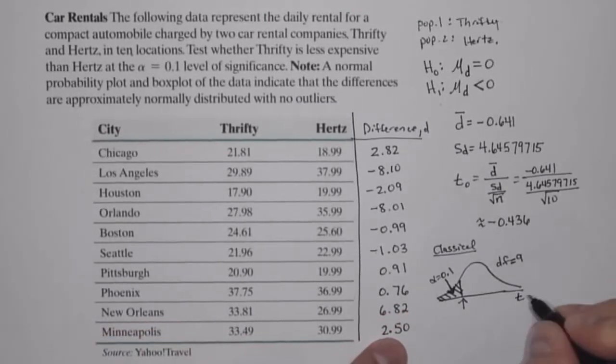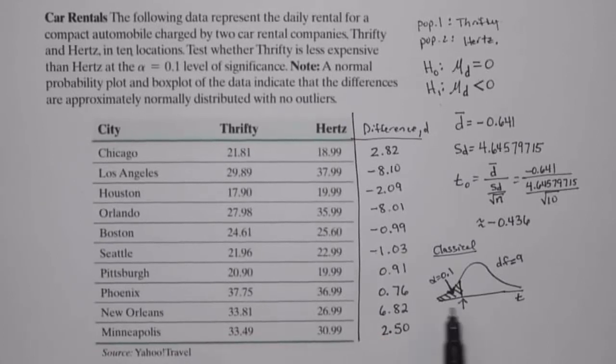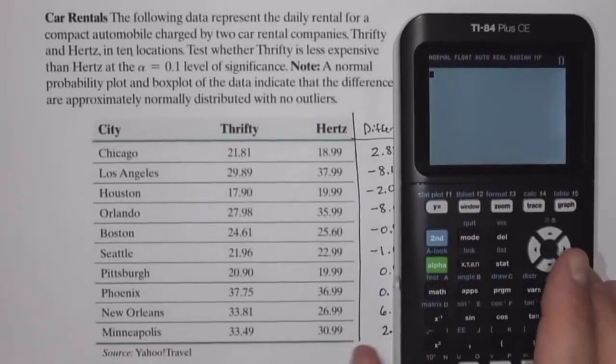Now, how can I figure out what that critical value is? Well, I can use the student's t-table, I can use inverse t on my calculator if you have an inverse t command, or you can use the t calculator in StatCrunch. Any one of those three options will work. Just remember, if you use the table, this has to be a negative critical value because it's a left-tailed test.